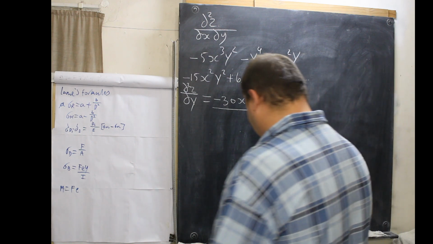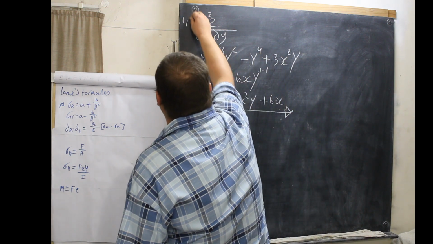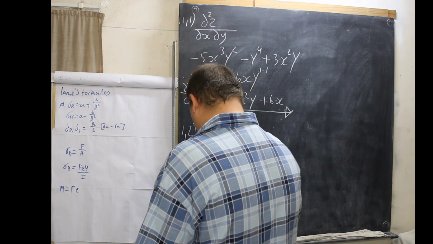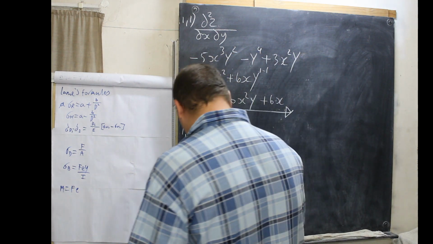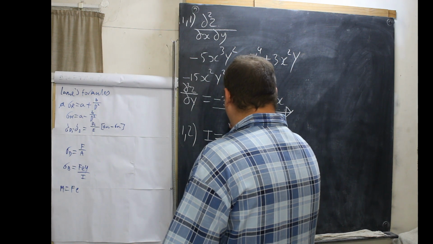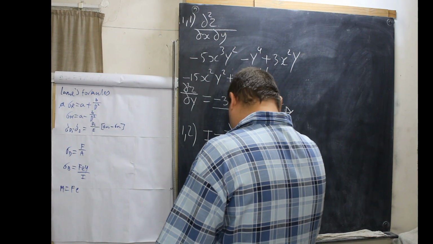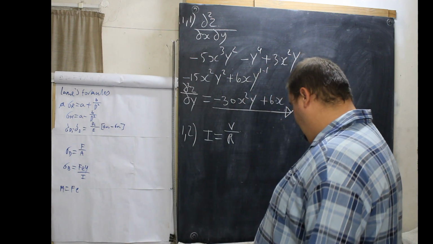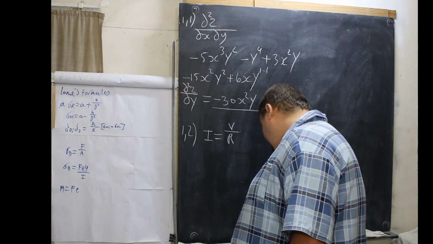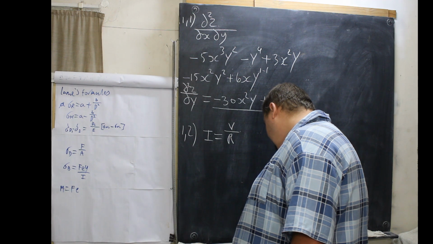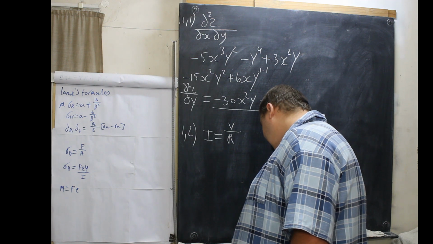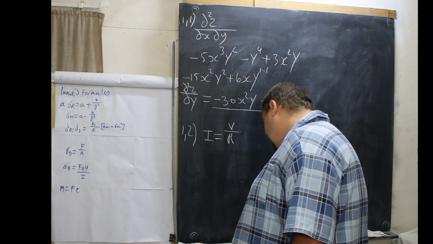Okay, next question. This was 1.1. Now we're going to do 1.2. Question 1.2 states we are given I equals V over R. Now calculate the change in I if V decreases by 5 volts and R by 8 ohms, so they're both decreasing. The original value of V is 30 volts and the original value of R is 10 ohms.